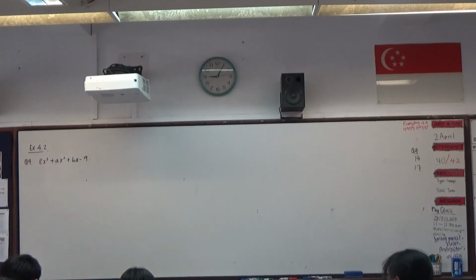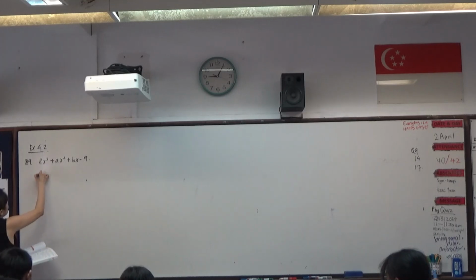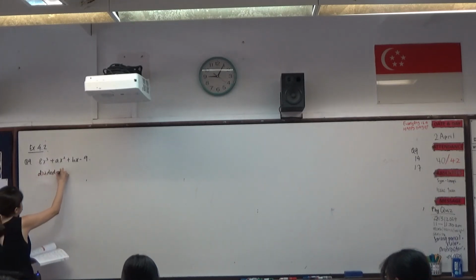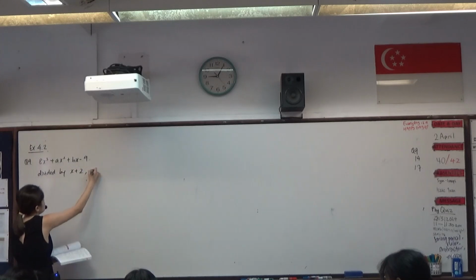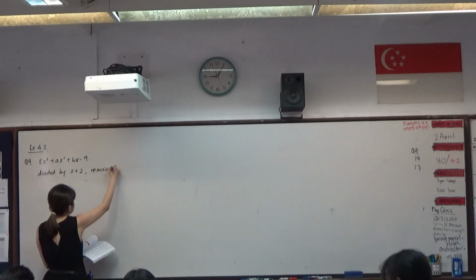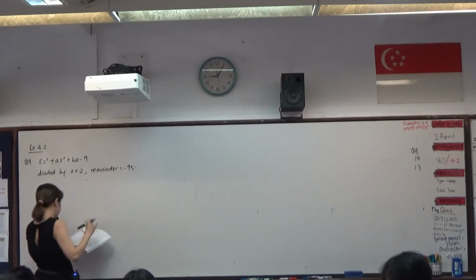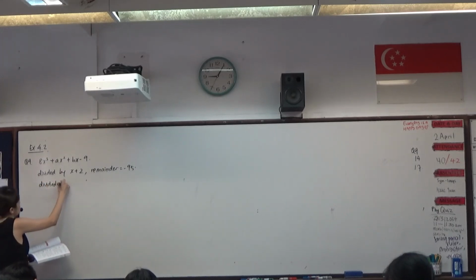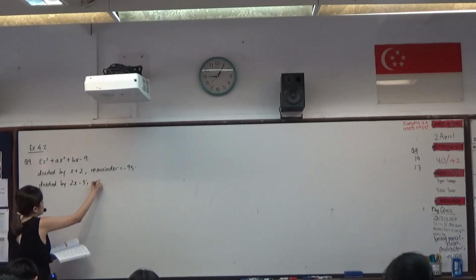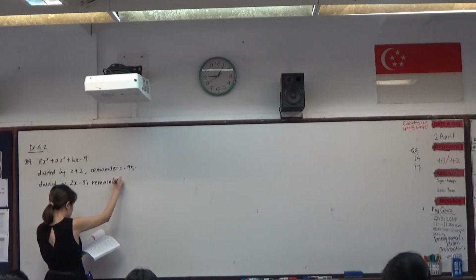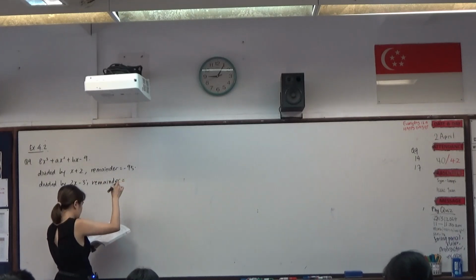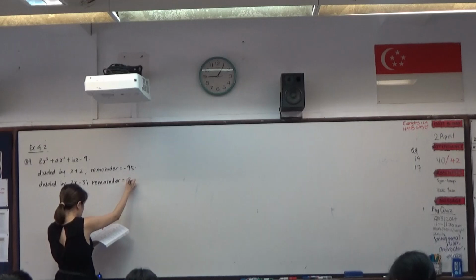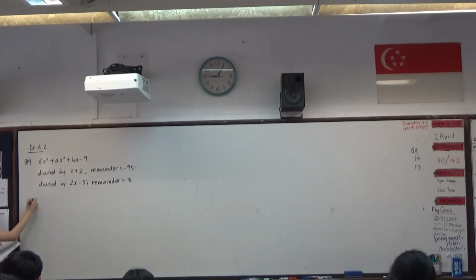Their constants has a remainder of negative 95 when divided by x plus 2. Okay? So I'm just writing down the key information. Divided by x plus 2, remainder is negative 95. Right? And then has a remainder of 3 when divided by 2x minus 3. Remainder. Okay. We want to find the value of A and B.